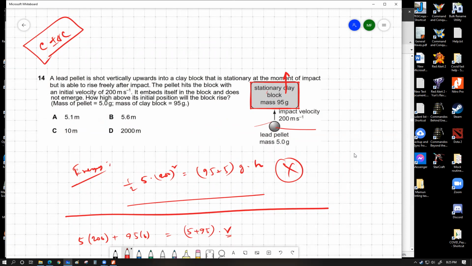Now I have used gram on both sides so they can cancel out each other. If you want to convert them to kilogram, you can do that, but ultimately you're going to get the same answer. I just tried to make it simpler because there is gram on both sides. We can do that.